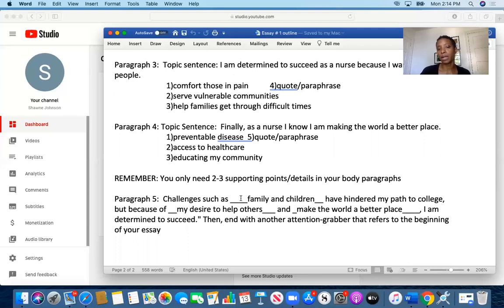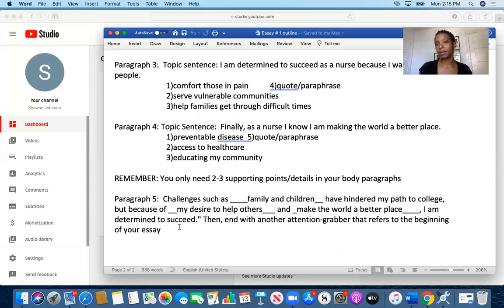So here's when I filled it in. Challenges such as family and children have hindered my path to college, but because of my desire to help others and make the world a better place, I am determined to succeed. So I just used my thesis statement to fill in that model that Professor Good gave. And then you can always end with another quote from either one of the articles. And that's it in a nutshell.